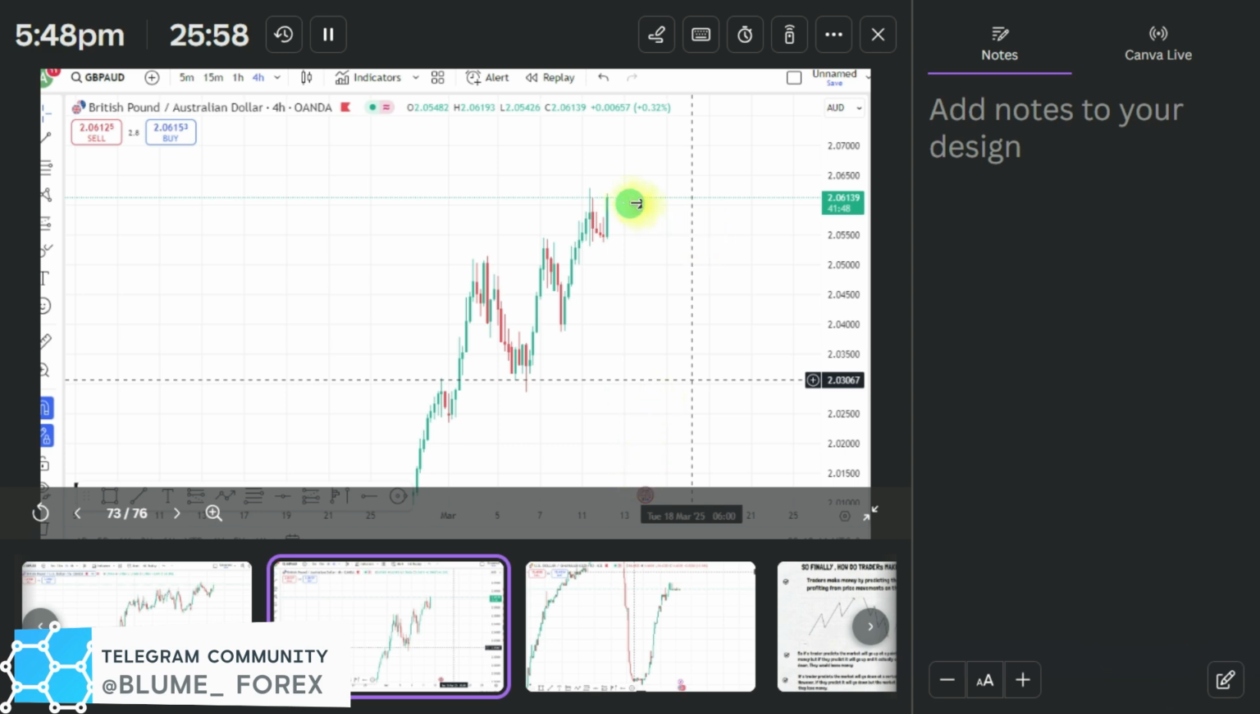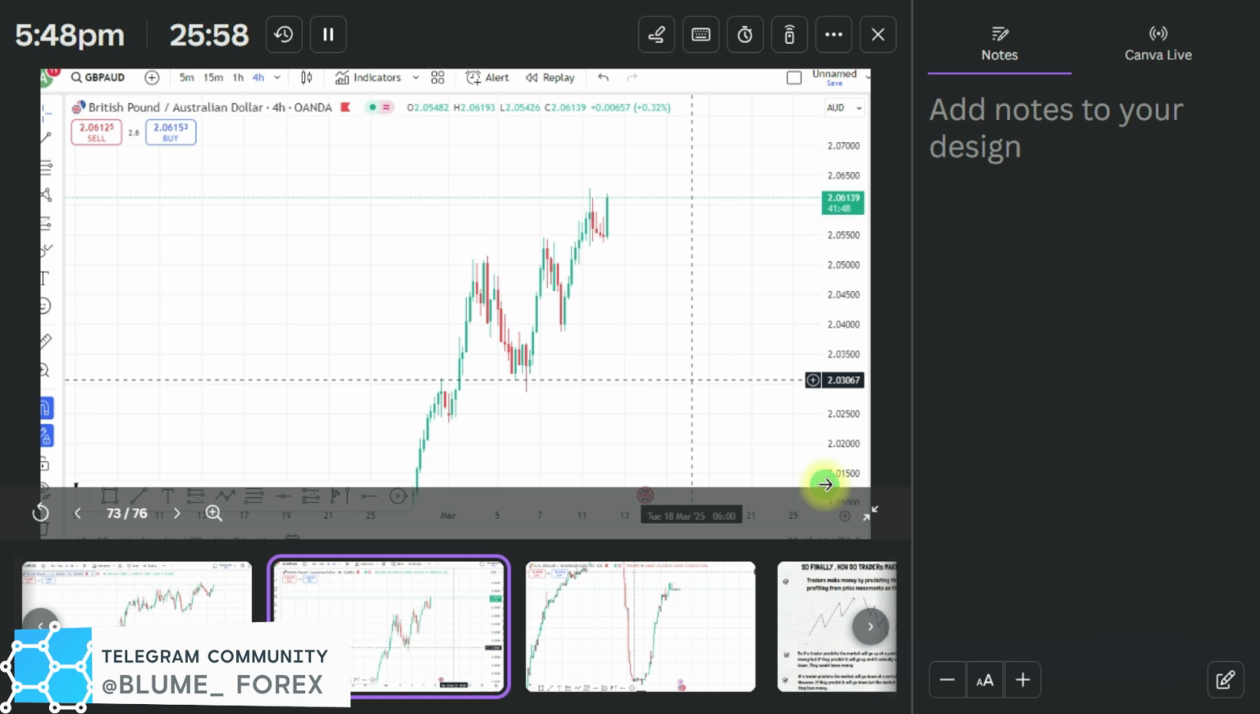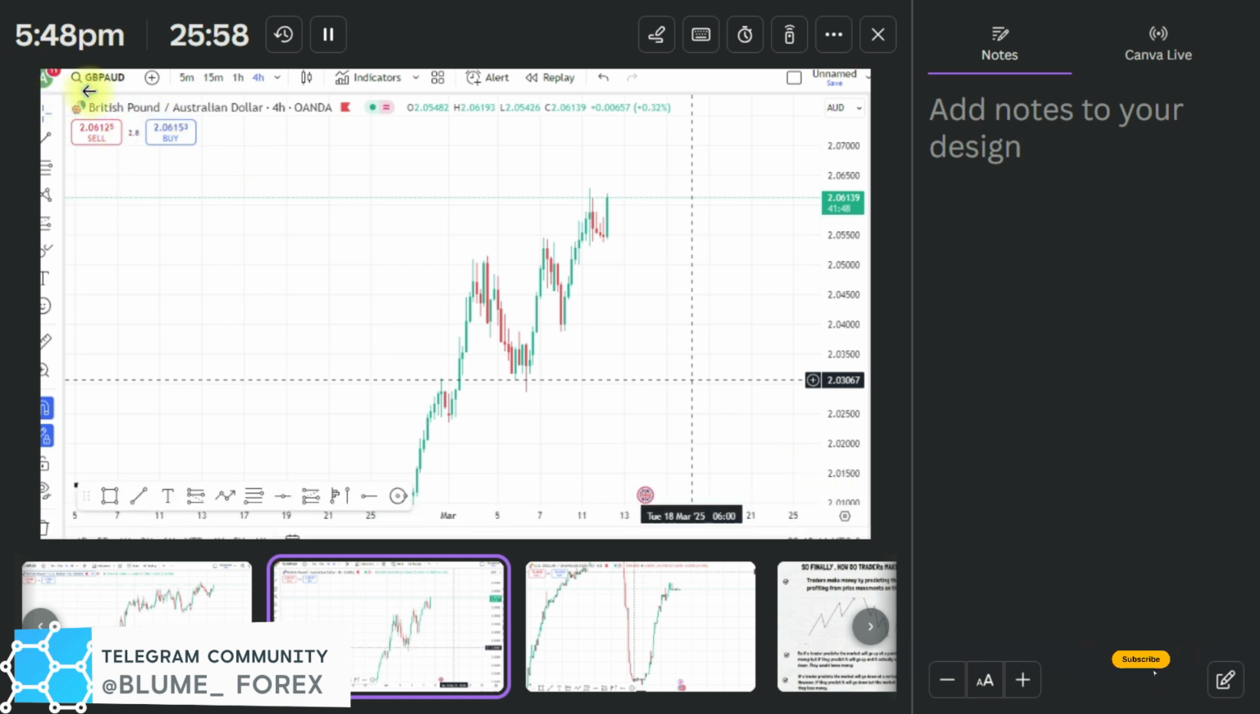So if it's pushing down, let's say it pushes down to this level. At first you needed 2.06 to buy what? A pound. But now you need less, 2.01 to buy a pound, because the pound is gaining weakness. And if a currency is gaining weakness, you need much less to buy that currency. You need less money to buy that currency, right?